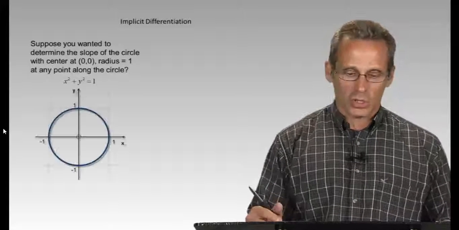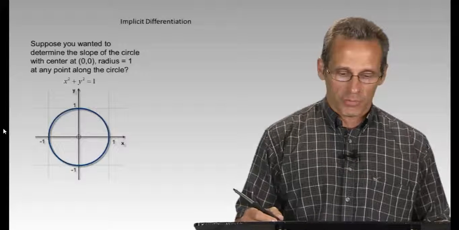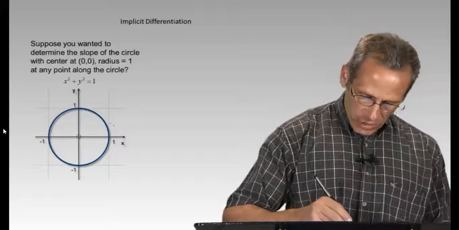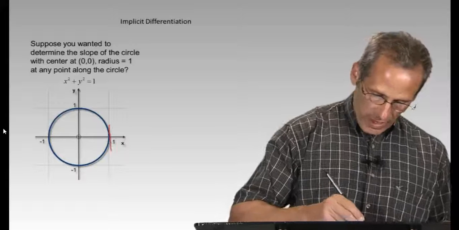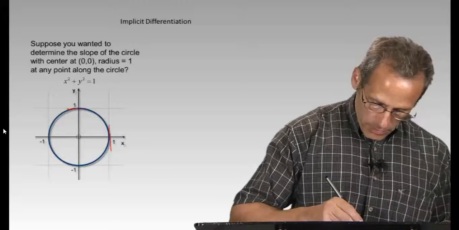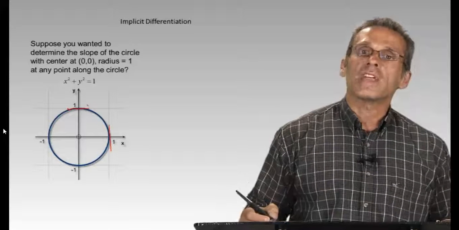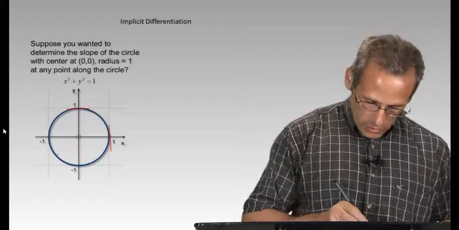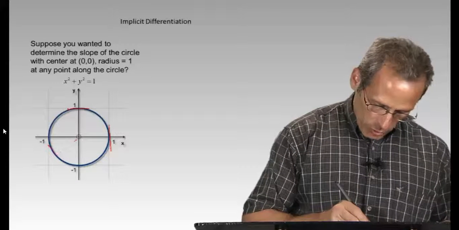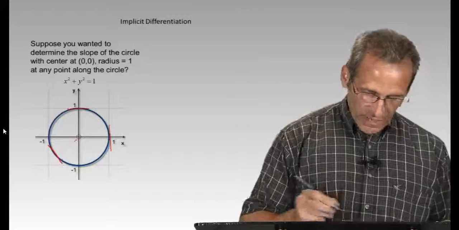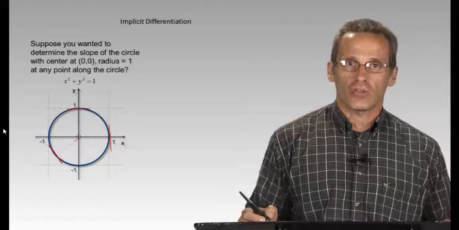Let's look at the circle. We can easily visualize it. And we can even visualize what the slope would be at certain key points, say at (1, 0), say at (0, 1). And maybe we can even infer what the slope may be along the line y equals x, where it would intersect the circle.